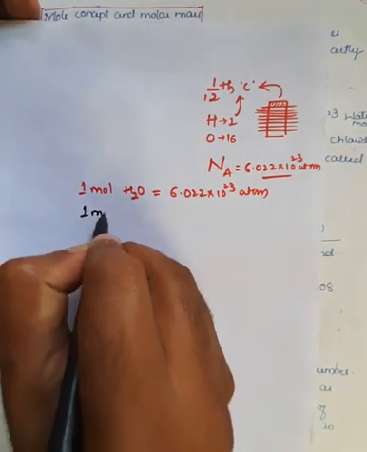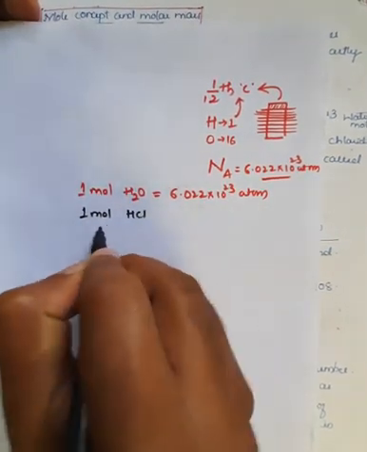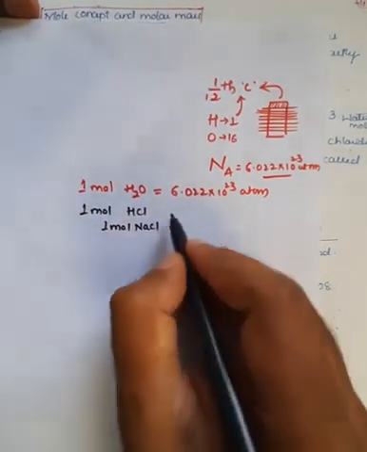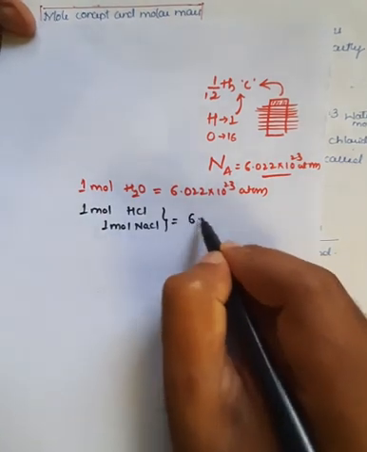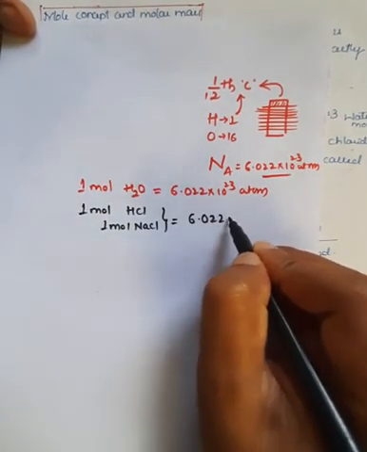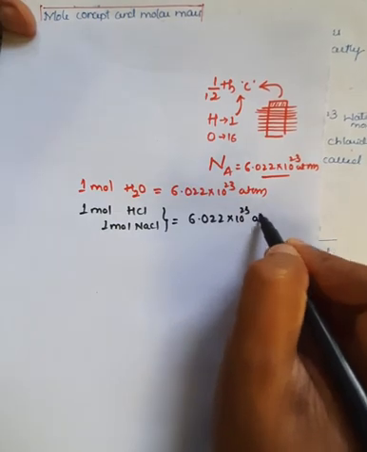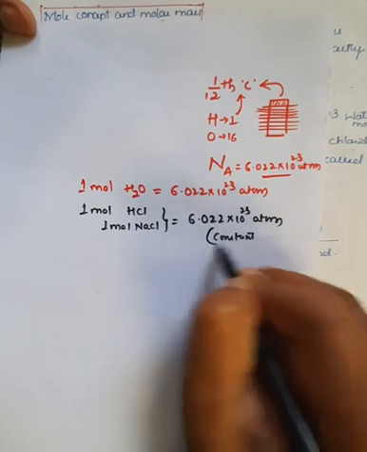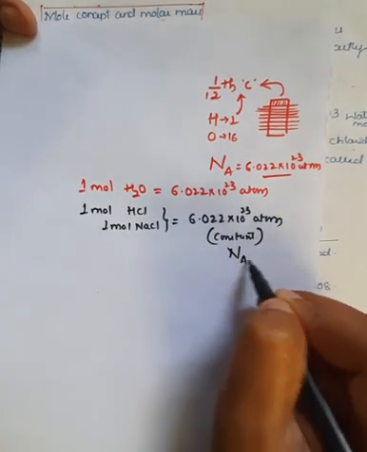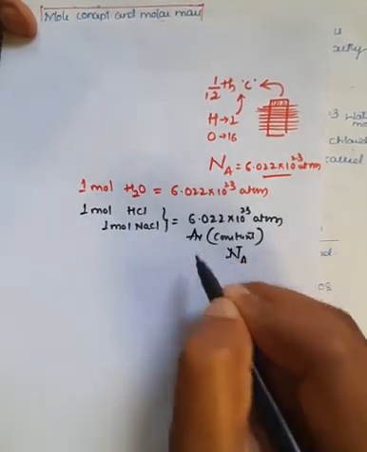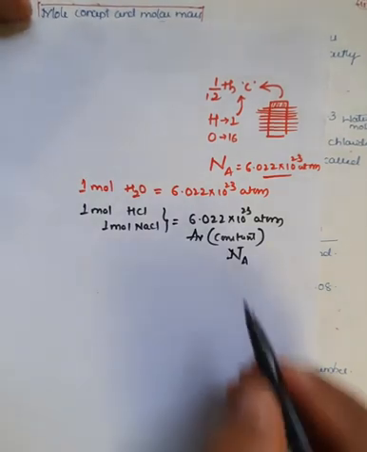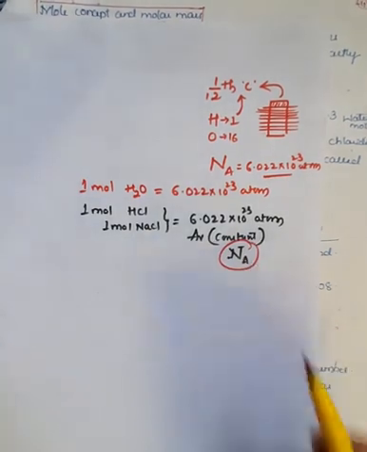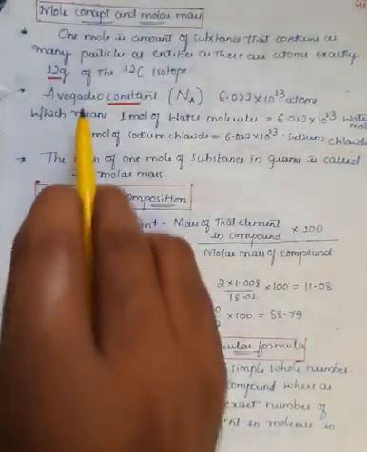Similarly, if you take 1 mole of HCl, or 1 mole of NaCl, or 1 mole of H2O2, any molecule, these consist of the Avogadro value. The Avogadro value is 6.022 × 10^23. This is a constant value, and it is recognized as the Avogadro constant. It is represented by capital N with subscript A. So that is all about the Avogadro constant.